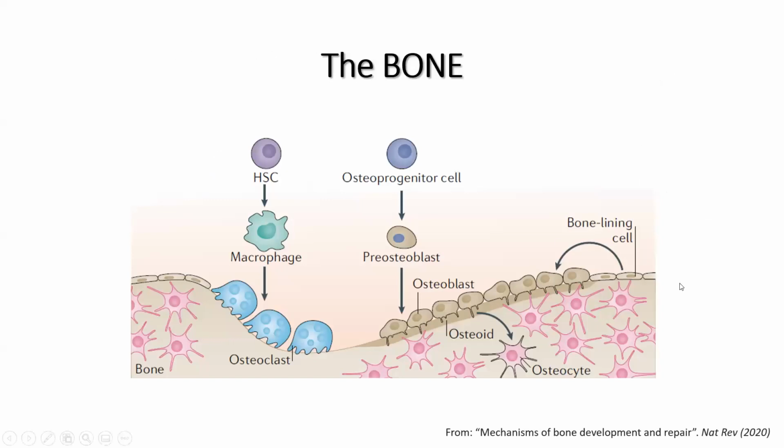Some more background on the bone. So the bone is composed of many different cell types. The hematopoietic stem cells develop into macrophages and osteoclasts, which are the bone resorbing cells. And the osteoprogenitor cells, the mesenchymal stem cells, can mature into pre-osteoblasts and osteoblasts. And the most mature and differentiated form of this cell is the osteocyte, which is the cells that make up the majority of the bone.